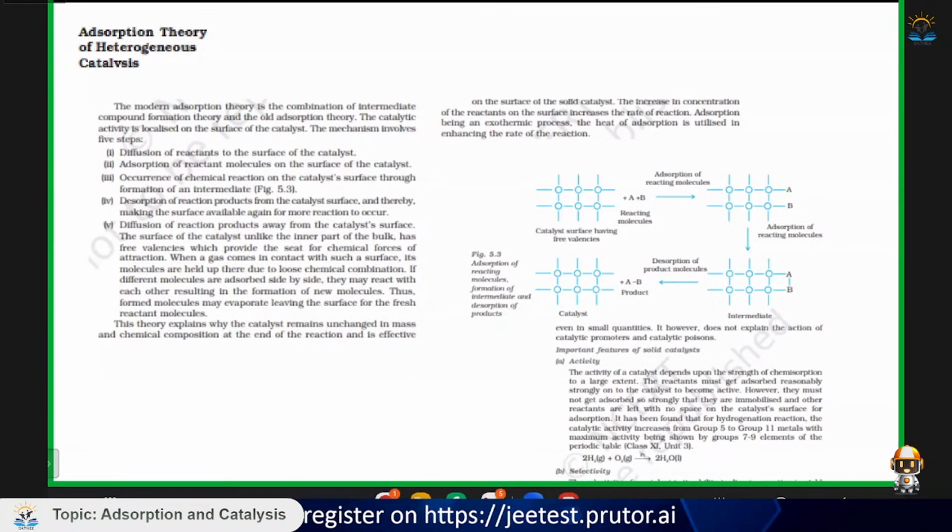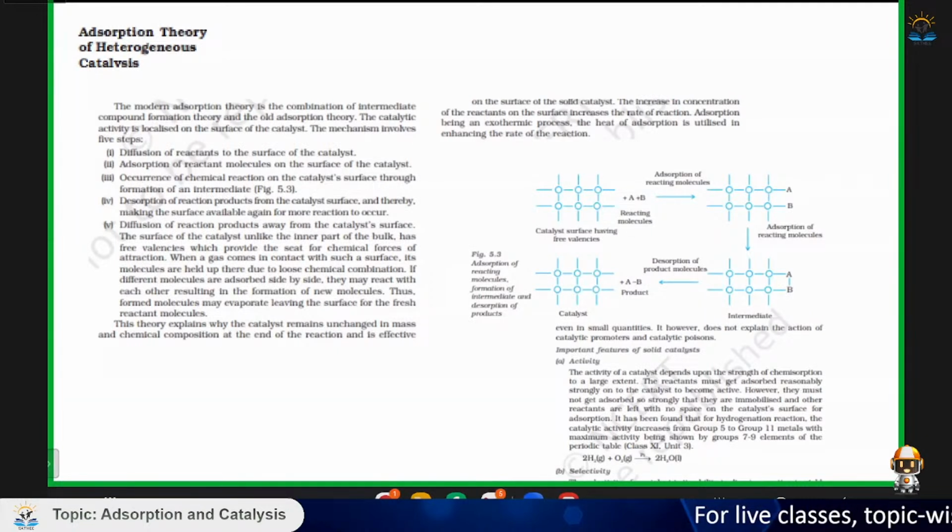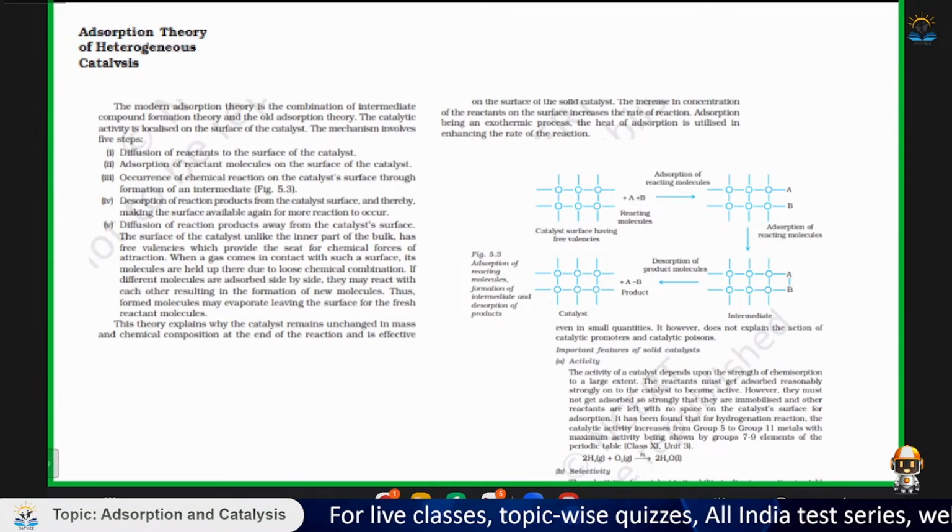But this theory has a drawback. This theory cannot explain the action of promoters and poisons onto catalysts. So basically, to explain promoters and poisons, we don't have a theory right now, at least in NCERT. Coming to the right, the increase in concentration of reactants on the surface increases the rate of reaction. Basically, equilibrium. It is sort of like physical adsorption, not exactly physical, but something like that. So concentration, it's an equilibrium sort of process. If you add reactant molecules, your reaction moves forward, rate increases.